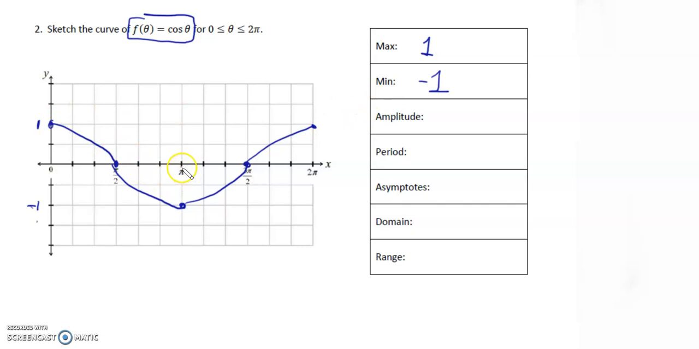The amplitude, which is the equation of axis to any of the humps, we call them humps, is 1. The period is 2 pi. That's 1 full rotation of cos. There are no asymptotes. The domain is x ∈ R because there are technically arrows on both ends. And this is periodic, so it continuously repeats. The range is -1 to 1.